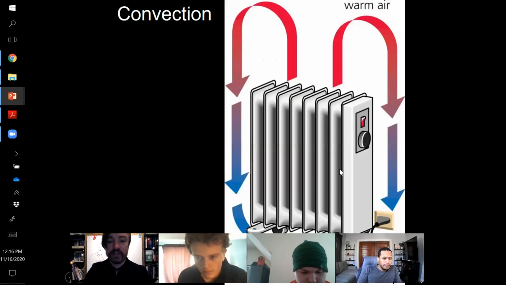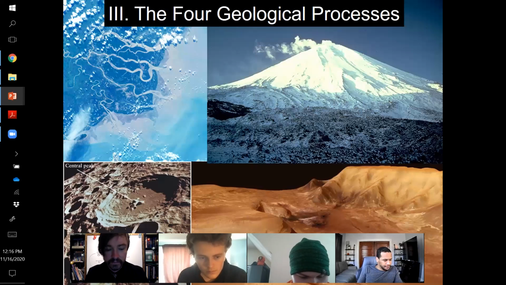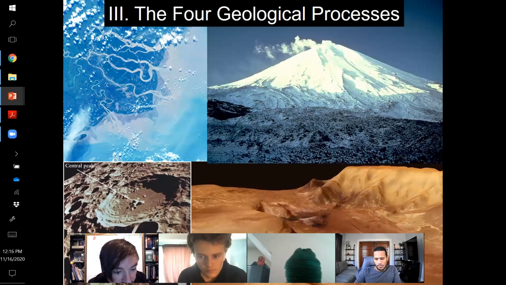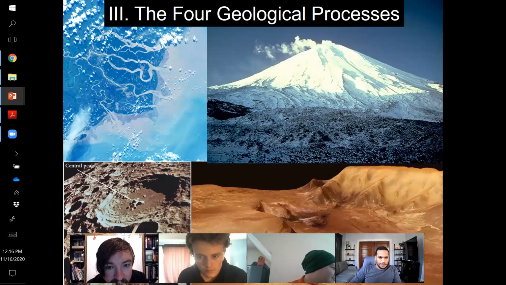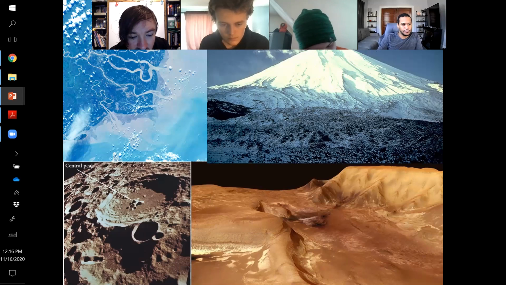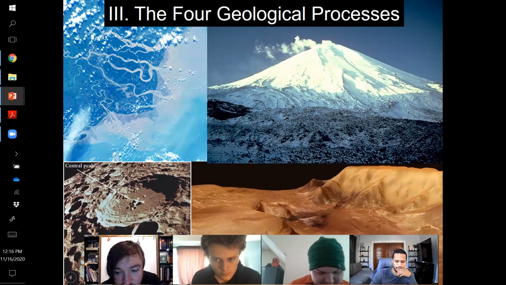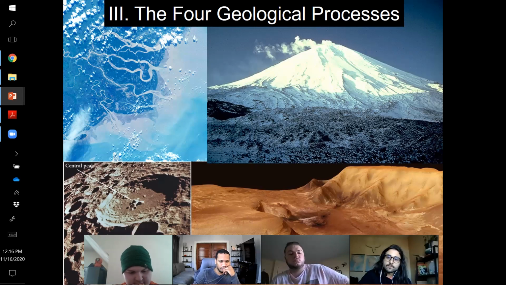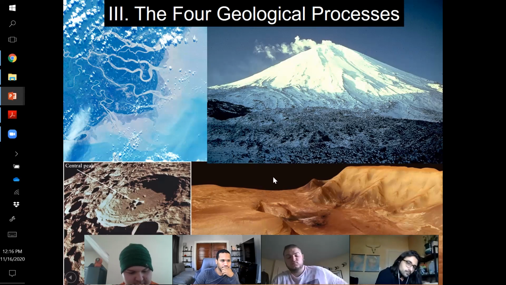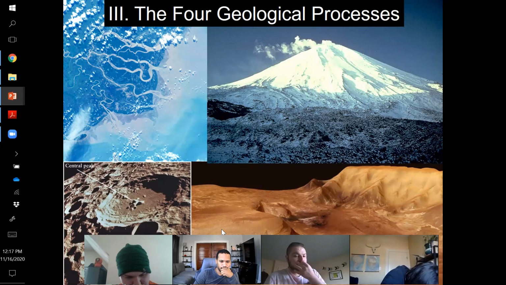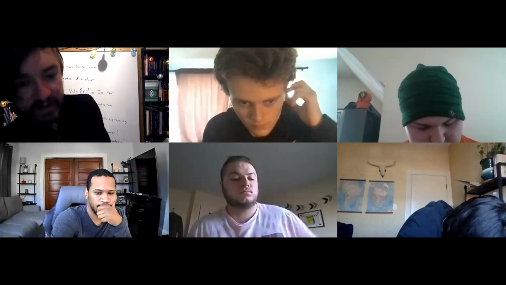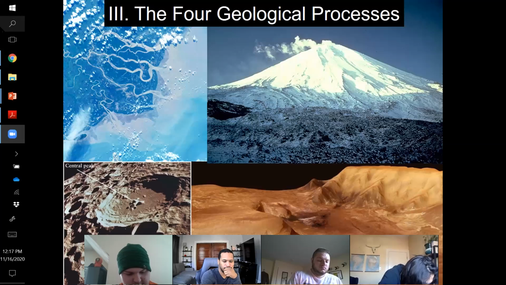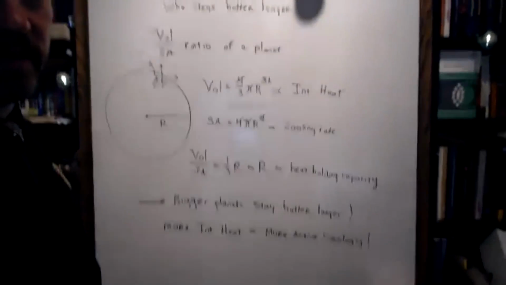So let's zip ahead in our slideshow, see if I can find the picture here. Once the internal heat starts bubbling through the lithosphere, it can take a lot of different forms. But in our class, we're going to classify geology into 4 broad categories. 4 things that we're going to look for as we poke around the surfaces of Mars today. The 4 geological processes are the sculptors that shape a planetary surface. Sorry, I'm trying to just get to my board here. I'm going to erase this.